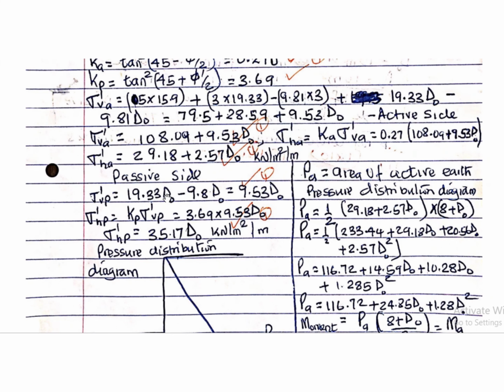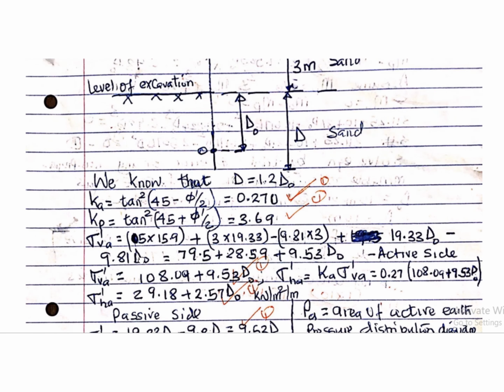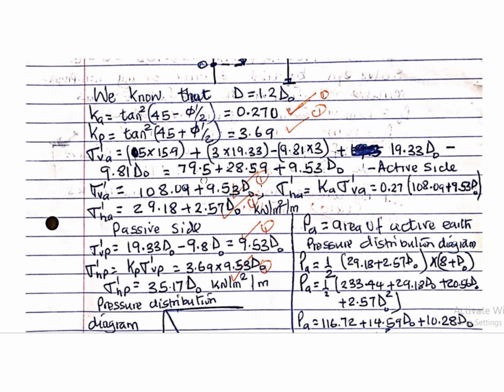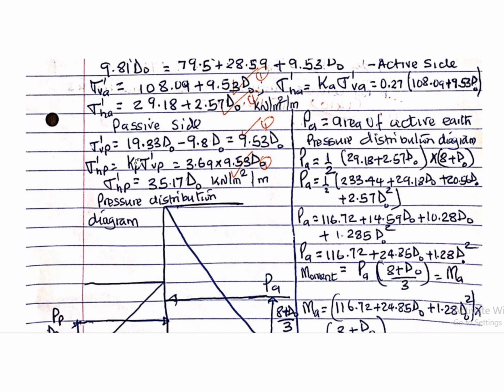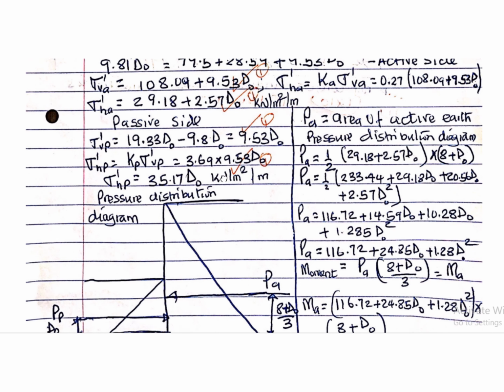On the passive side, the same logic. The length is just d naught. So 19.33 d naught minus 9.81 d naught, so 9.53 d naught. Again, the horizontal stress on the passive side is Kp times the vertical stress on the passive side, which is 3.69. That solves to that.